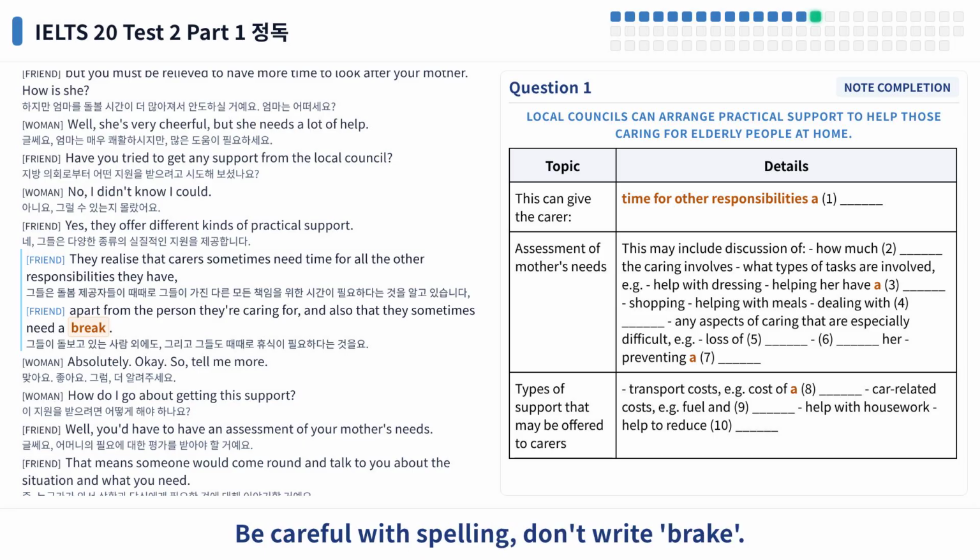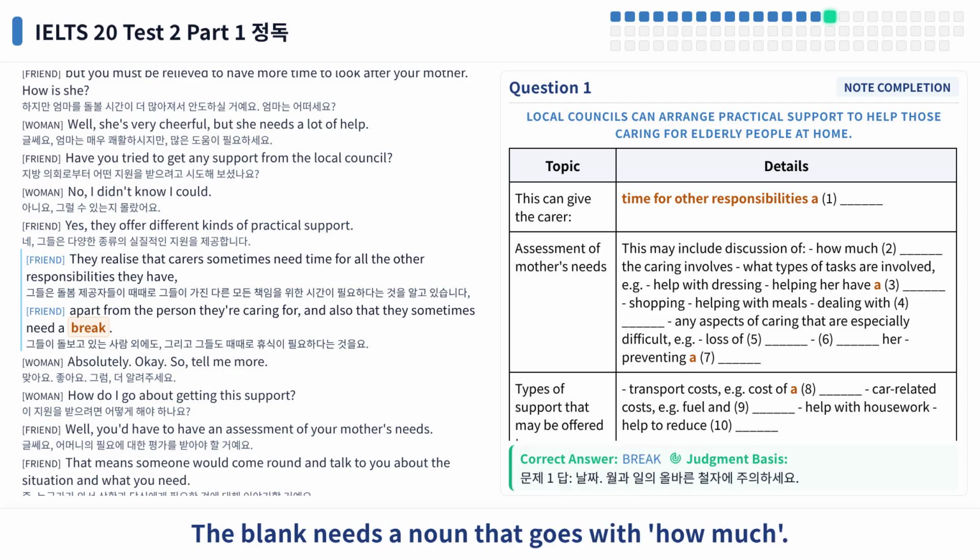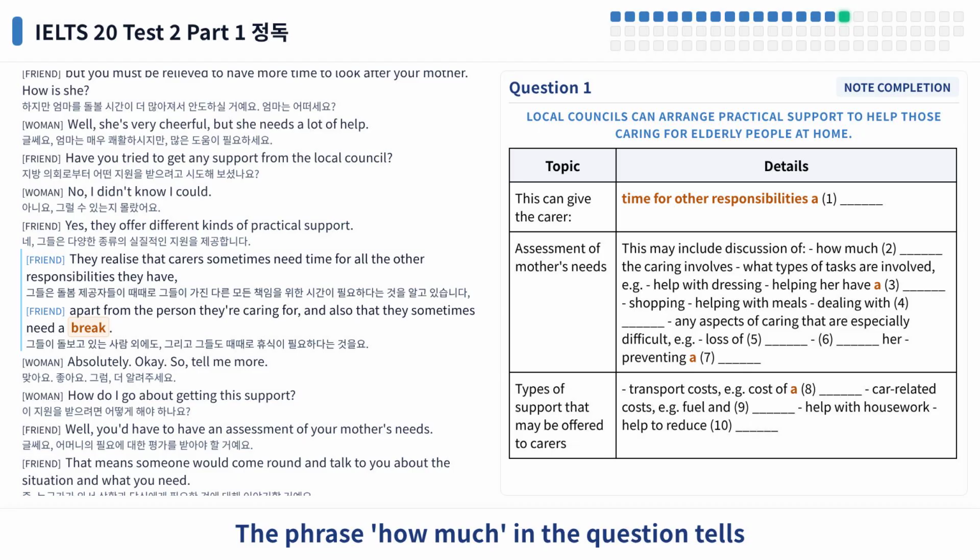Be careful with spelling. Don't write break. Question 2 asks how much time the caring involves. The blank needs a noun that goes with how much. The phrase how much in the question tells us we need an uncountable noun.